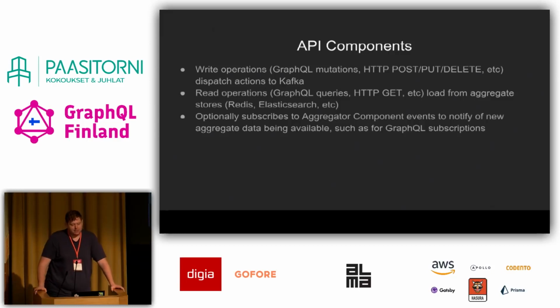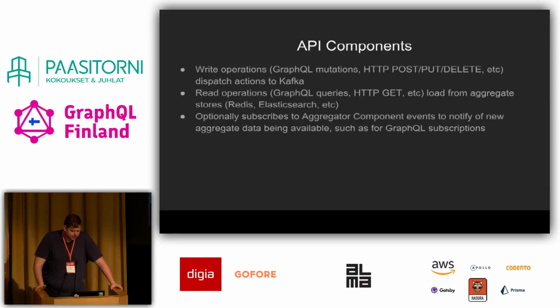So the first component we decided to use for all of the user-facing interactions is called an API, and I think that's self-explanatory. Basically, you have write and read operations. Write operations dump an action into Kafka, just like you would dispatch an action in a React app. And read operations pull directly from our aggregate stores. An aggregate store is basically pre-created views that we create ahead of time and stuff into Redis and Elasticsearch and other places so that load times are really fast.